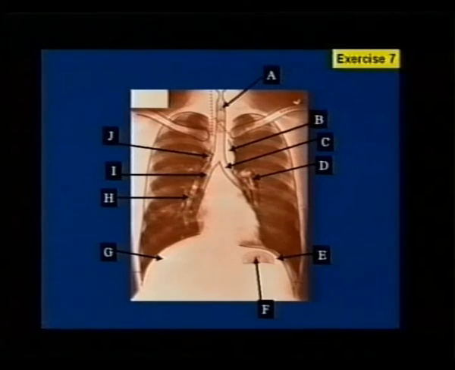Before we proceed, let's work out exercise 7. I have labeled this diagram. This is a cartoon of the PA view of a chest radiograph. Let's see whether you can label this A to G. When you are ready, pause the tape, do the exercise, and then get back to the tape to look at the answers.